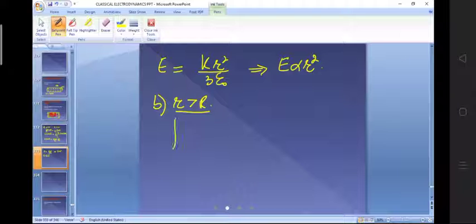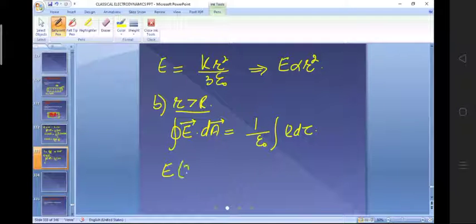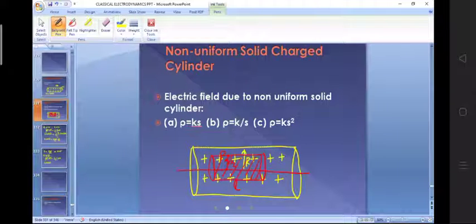Again, I will use the Gauss law. So the integration of E dot dA will be equal to Q enclosed by epsilon naught. So here it is 1 by epsilon naught, integration of rho multiplied by d tau. Now this will again be equal to E multiplied by 2 pi small r L, where small r is the radius of the Gaussian cylinder. Now the Gaussian cylinder will be like this.